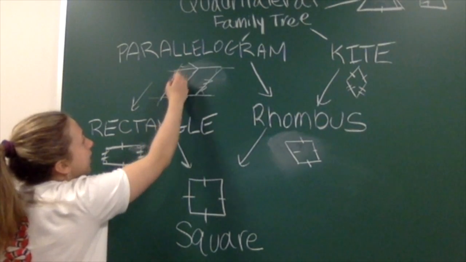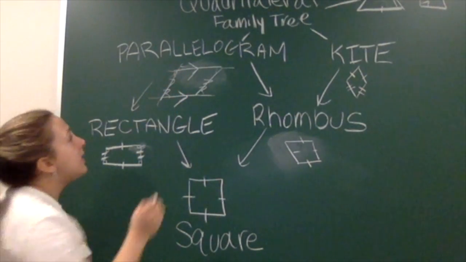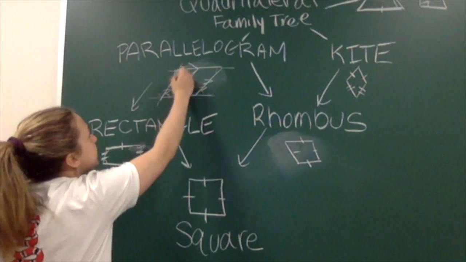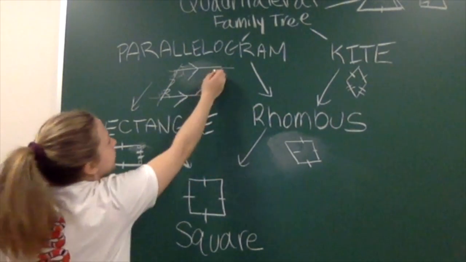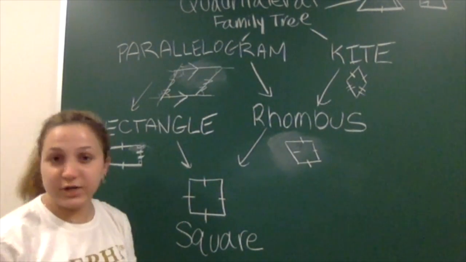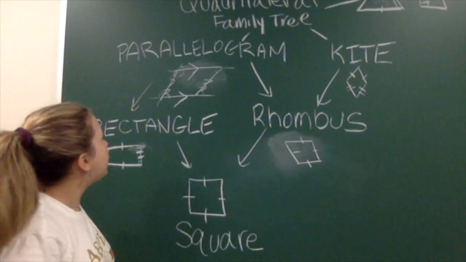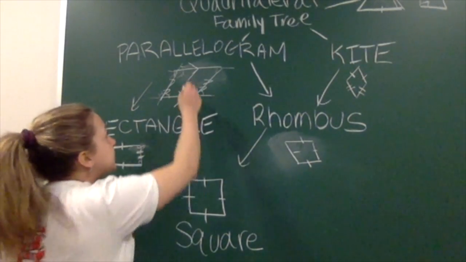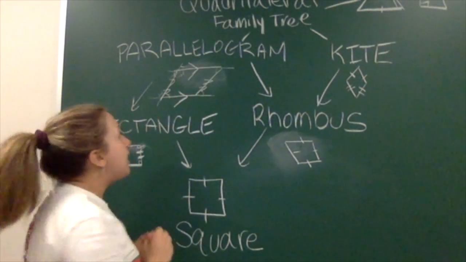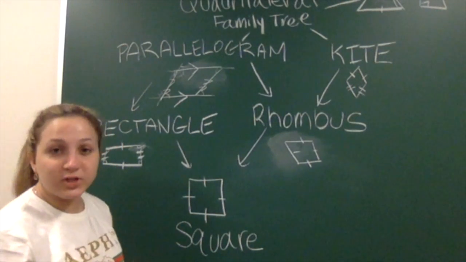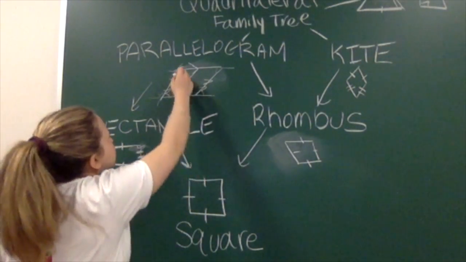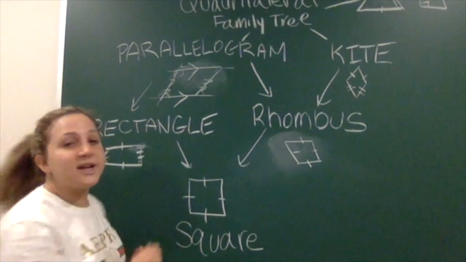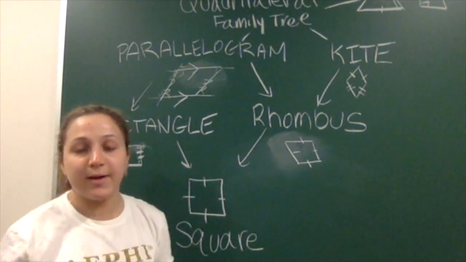This transversal forms alternate interior angles that are congruent. And then these angles are corresponding and also congruent. And the same for this side. Because the alternate interior angles formed by the transversal are congruent, we know that these lines must be parallel. Because the alternate interior angles are congruent, we also know that the transversals of both of these sides must be parallel because they have the same slope and measurement.